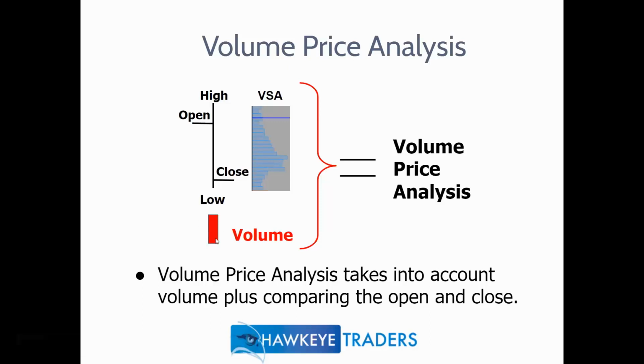Now, I refer to most of the volume that you see as dumb volume, because the volume is colored red only if the close is less than the open. The volume is colored green only if the close is greater than the open. I call that dumb volume because it doesn't look at anything other than its relative position to the open. If you integrate volume spread analysis with it, then you have a game changer.